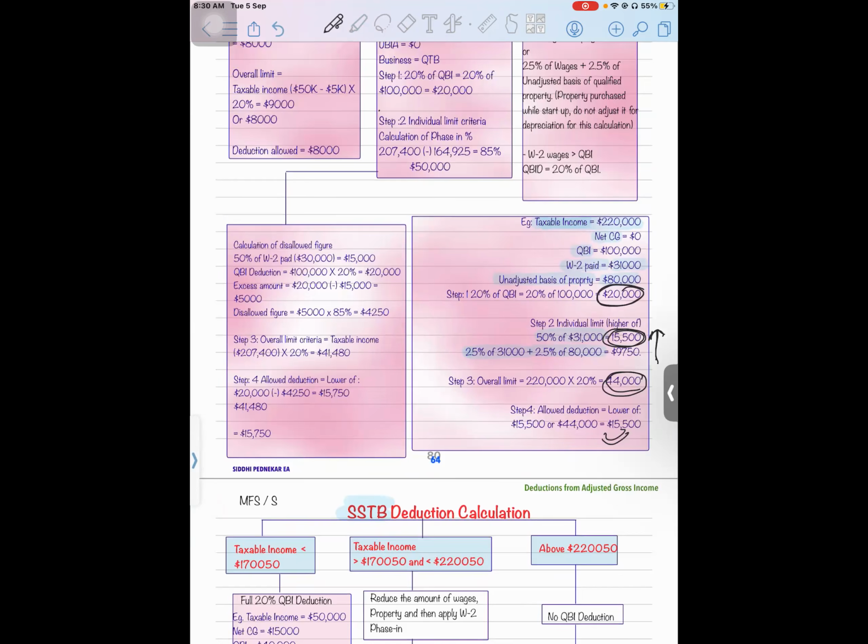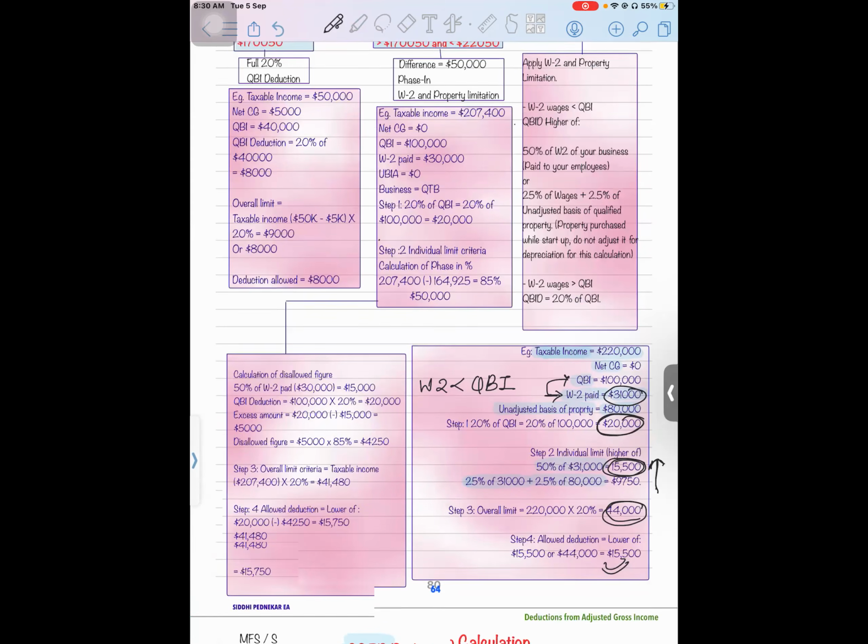Got it? Here, you compare W2 paid with your QBI. W2 paid is 31,000. So can I say W2 paid is less than QBI, meaning my business is earning profit, it's going well. So I'll use that 25% and 2.5% criteria. Got it, guys? Any question till now?